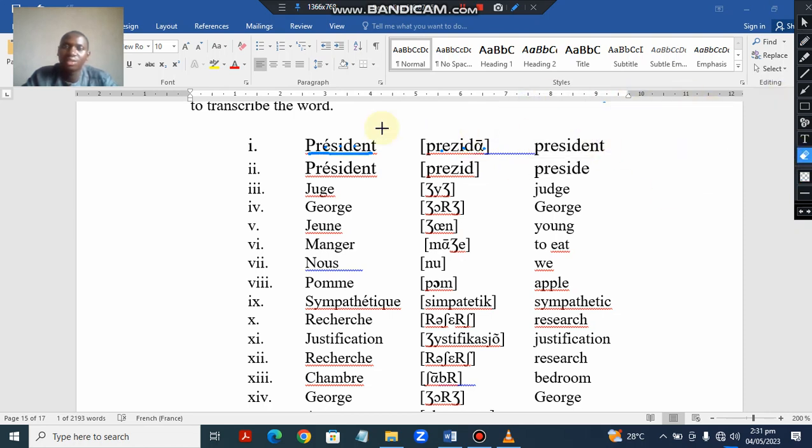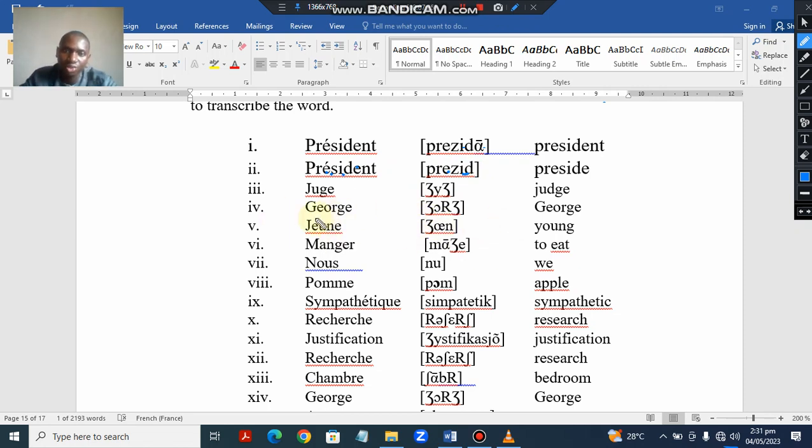That's not my emphasis in this section. My time is ticking. Let's look at the next one. Préside. We have letter E, vowel E, vowel I, vowel E. 3 vowels, but there are 2 syllables here. You have pre and Z and E. So it's when you have transcribed the word that you know how many syllables are there.